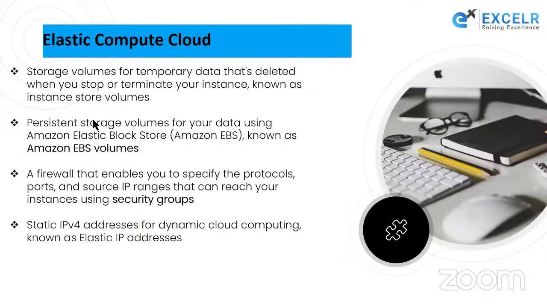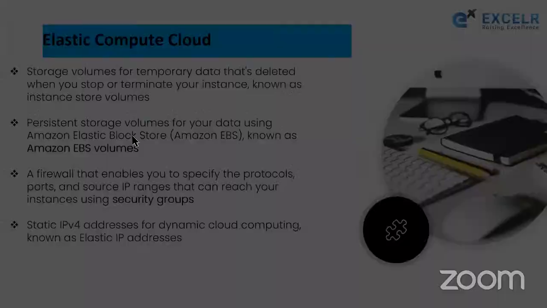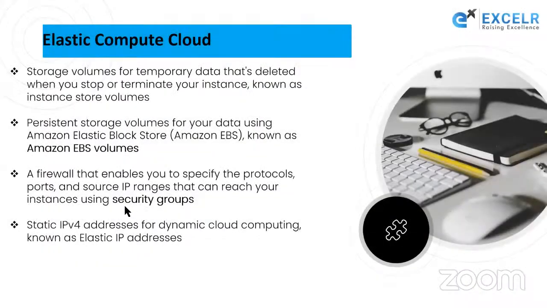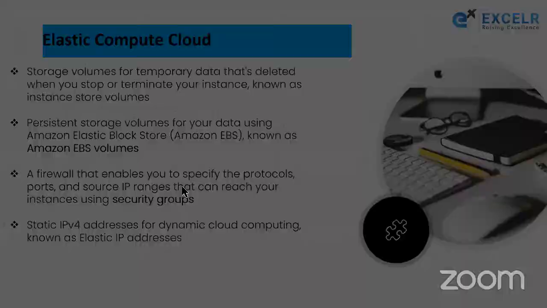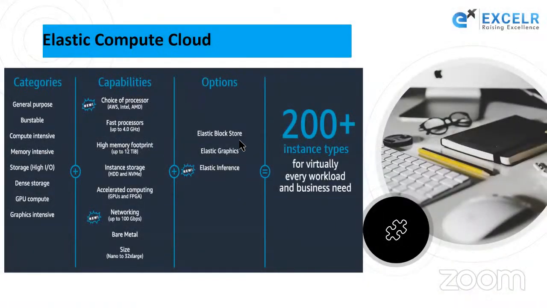We will see the storage volume as well. Then you also need to use the security group, which is nothing but a firewall for your EC2 instance, which will help you secure your access to the EC2 machine. We'll see that later on. So we have covered this. There are so many types of EC2 instance, almost more than 200 types, which are available for you to work with.